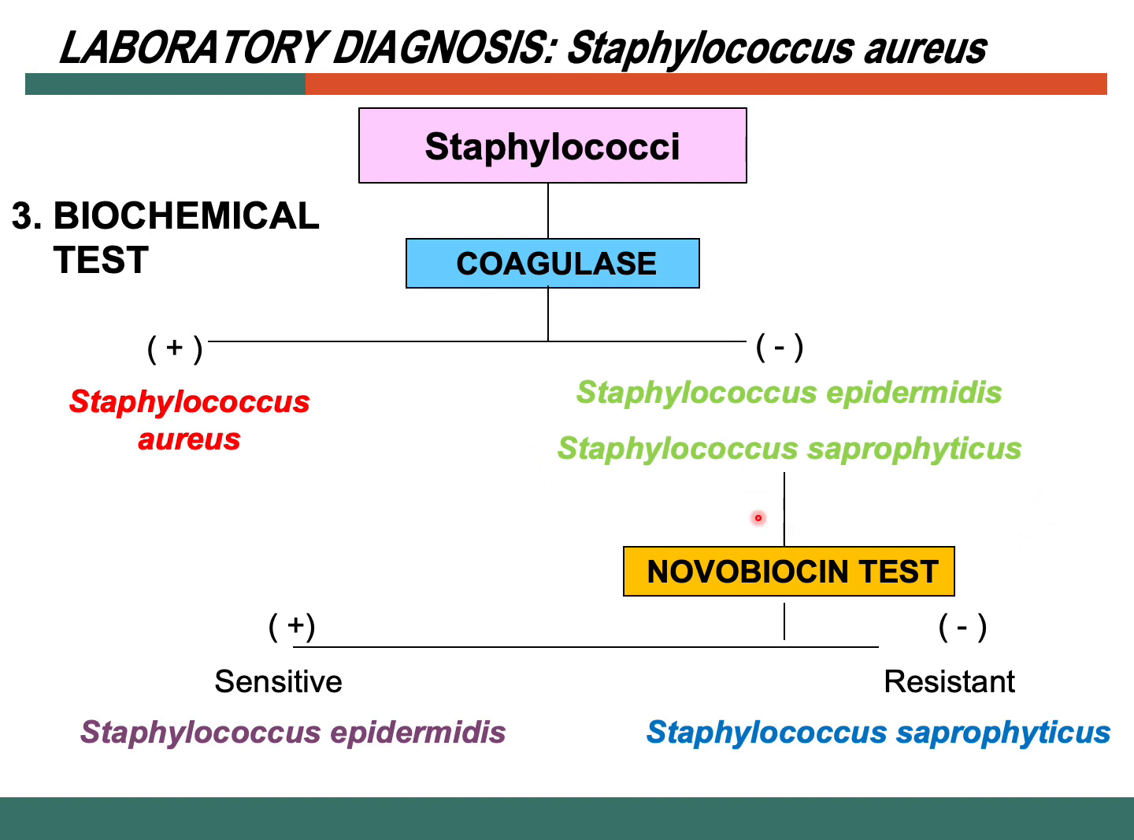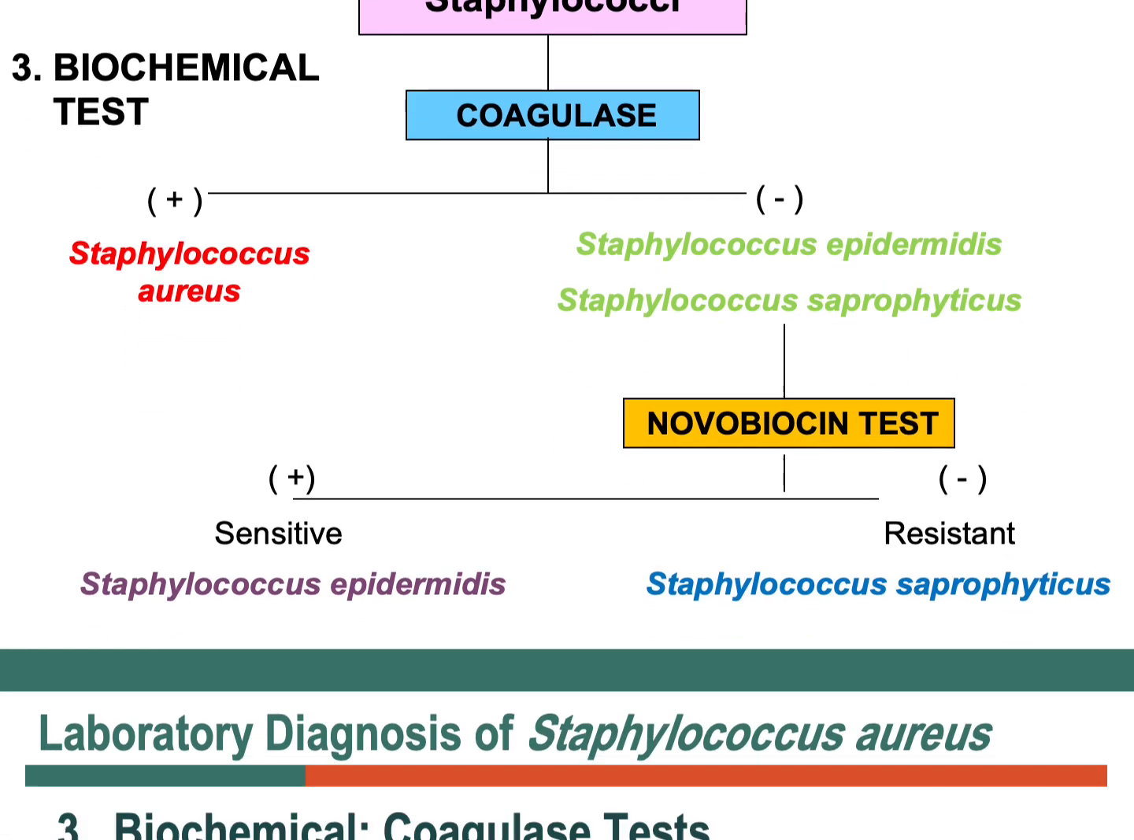Okay, so these are being further tested using antibiotics. So you have there the novobiocin. Novobiocin sensitive is your Staphylococcus epidermidis, and novobiocin resistant is your Staphylococcus saprophyticus. So let's discuss first the coagulase test.